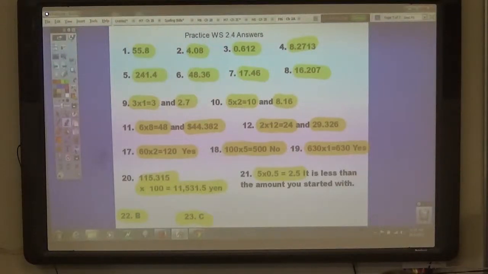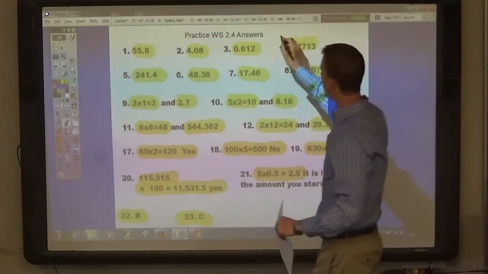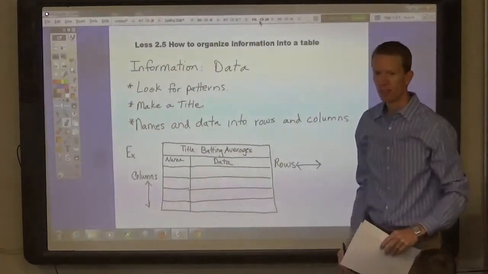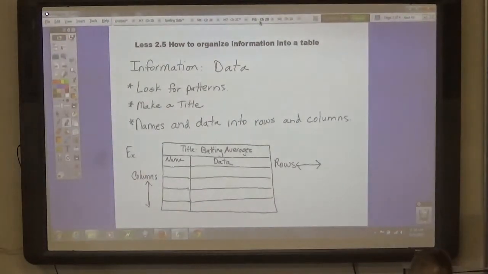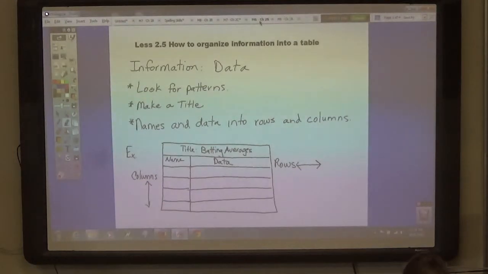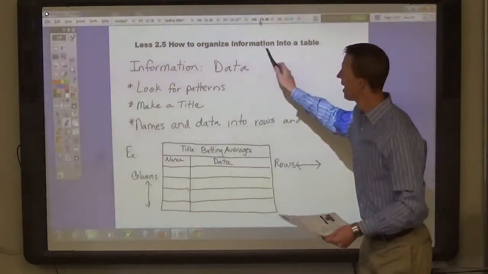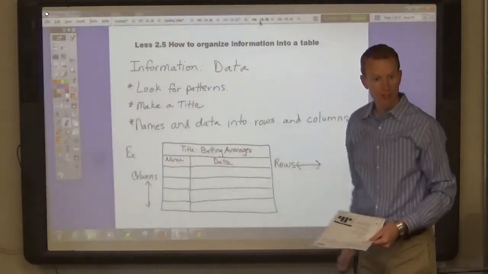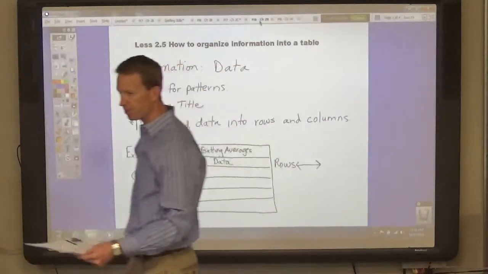Okay, sixth graders. In lesson 2.5, we're going to be making some tables. What did I just say that tables are used for? Emily? Organize information and look for what? Ariana? It says on the board. And you wrote it down. Organize information and look for patterns. Look for patterns in numbers. Right.